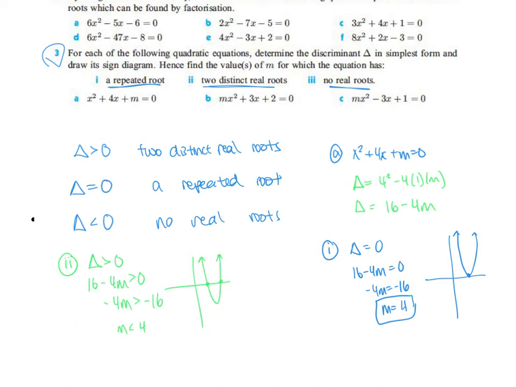Okay, and then finally, no real roots means that the discriminant would need to be less than 0. So 16 minus 4m would be less than 0. Negative 4m would be less than negative 16. So m would be greater than 4. When m is a number bigger than 4, like 5, 6, and so on, this quadratic never touches or goes through the x-axis, so there's no real roots.